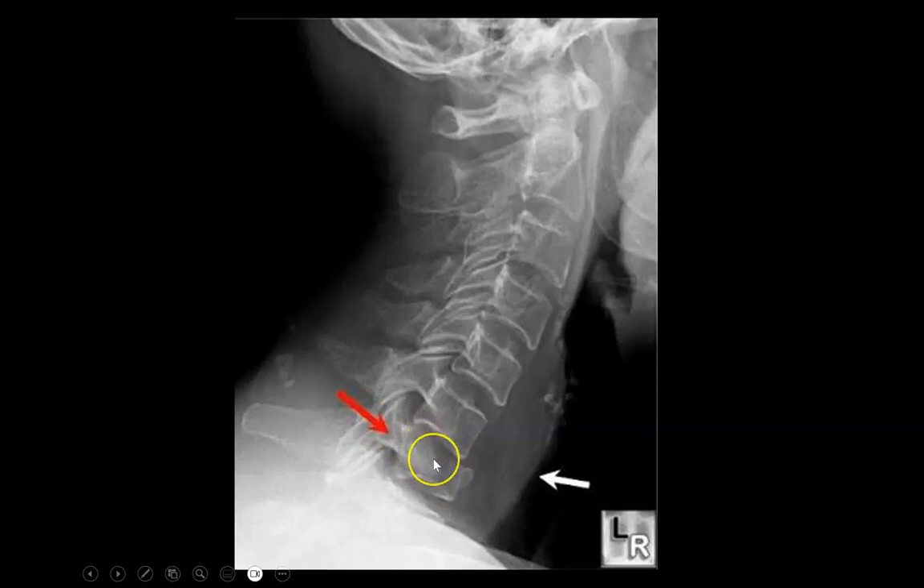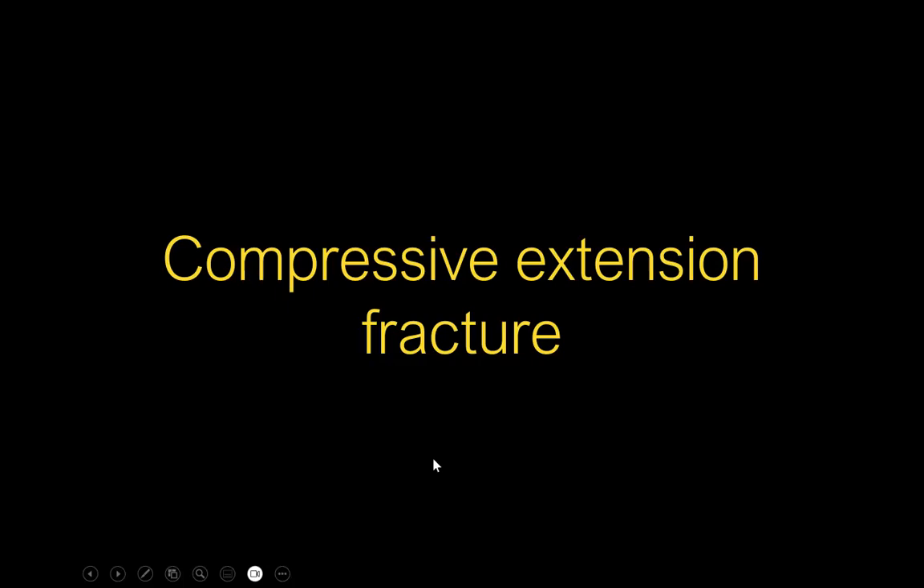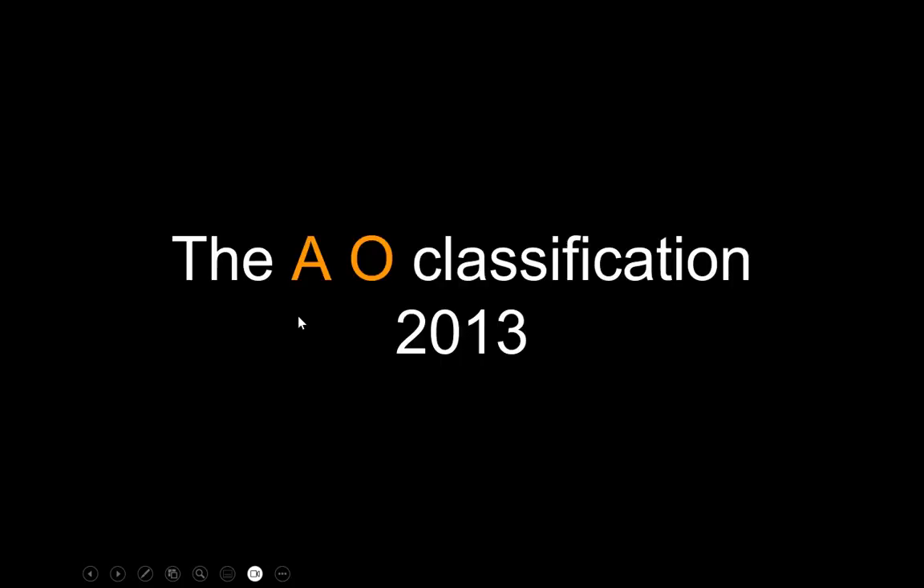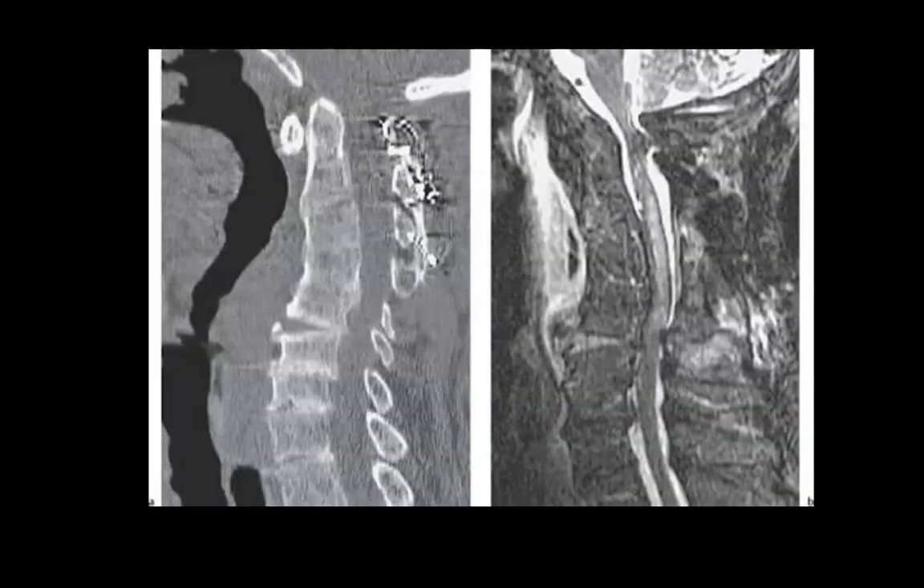Like here, many pieces. And compressive extension fracture: you have a load applied on the skull while the neck is in a position of extension. So you get disruption of the anterior longitudinal ligament, and in severe cases even the posterior longitudinal ligament disrupts. This is extension with axial loading, and distraction, extension and distraction, as we said, a good example during difficult intubation.